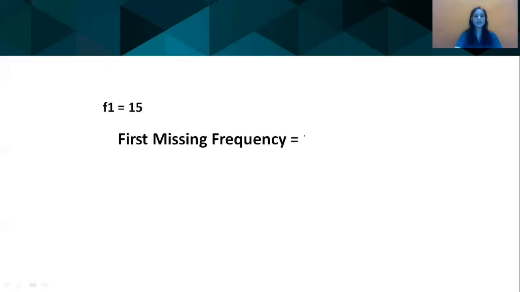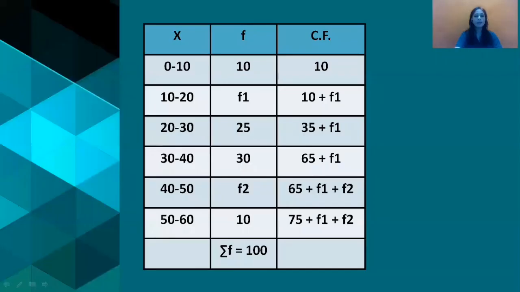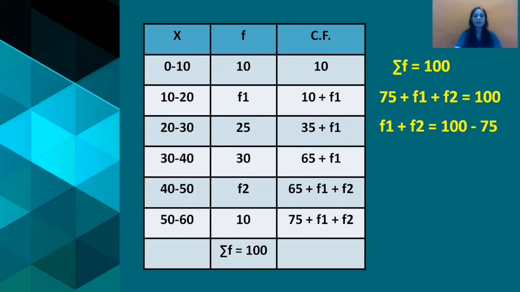So that is the first missing frequency. We find the first missing frequency as 15. Now we need to find the second missing frequency. So for that, again we will come back to the table. Here you can see the summation of F is 100. That means whatever is the sum of the second column, we need to equate it to 100. So that is 75 plus F1 plus F2 equals 100. Now we can simplify this and write it as F1 plus F2 equals 100 minus 75, or we can say F1 plus F2 equals 25.